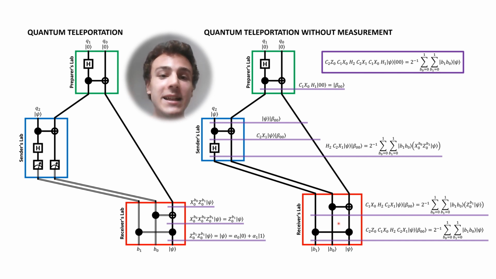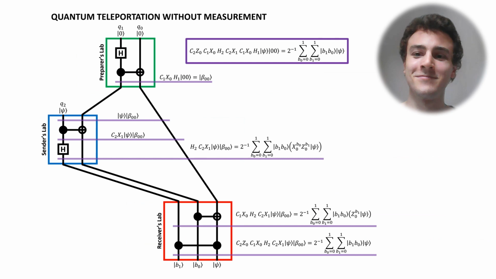Now that we've seen these two alternative protocols, let's focus on the quantum teleportation protocol without measurement, and let's examine the quantum state at key stages in this alternative protocol. In this purple box at the top, we can see a summary of quantum teleportation without measurement. At the beginning of this protocol, we initialize qubit 1 and qubit 0 in the 2-qubit computational basis state 0, 0. The preparation subroutine is then used to turn this 2-qubit computational basis state into a Bell state.